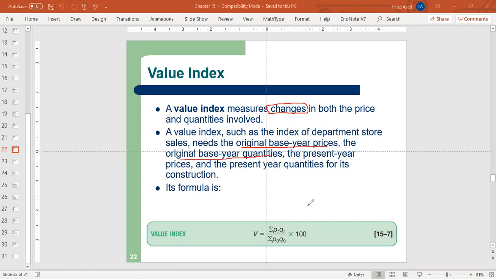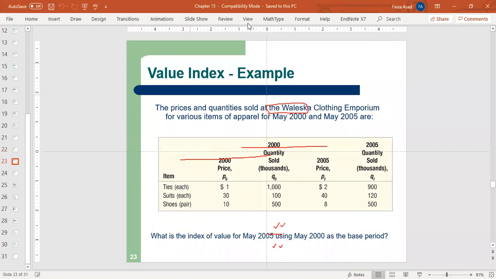So it's just simply multiply the present year price and quantities and base year price and quantities, and add up all these values for the present year price and quantities and base year price and quantities, and divide by these two expressions and multiply by 100. So we will get the value index, which measures the changes in both price and quantities involved. So this is a simple price index. So here is the formula for the calculation for the value index.